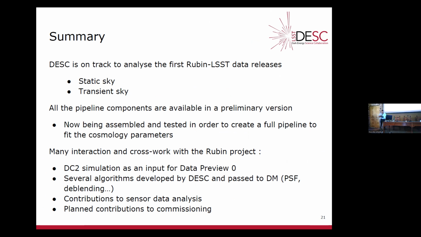There are many interactions and crosswork with the Rubin project. DC2 simulation is an input for Data Preview 0, for instance. This is one of the contributions. Several algorithms developed by DESC are passed to DM. This was the case, for instance, for the PSF algorithm and for deblending. And there are contributions to sensor data analysis because it is crucial for cosmology analysis. And there are also some planned contributions to commissioning.